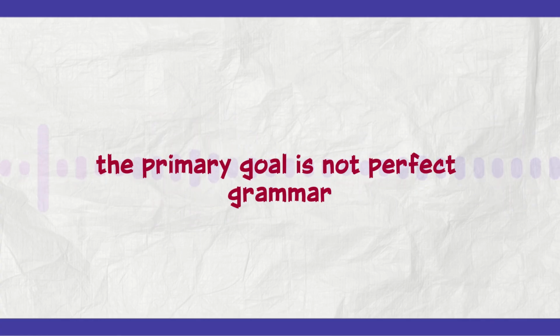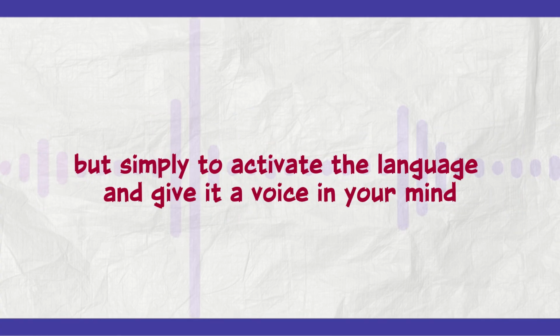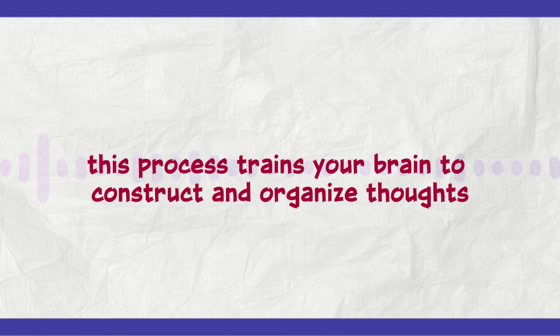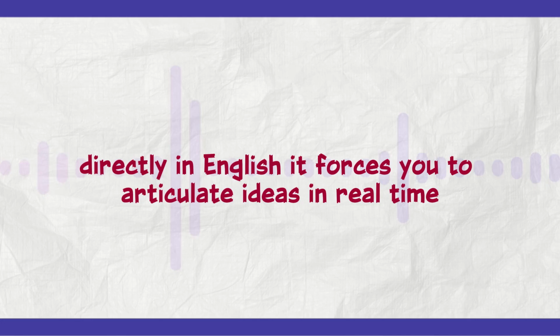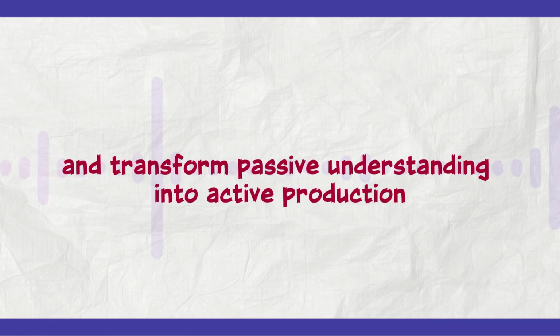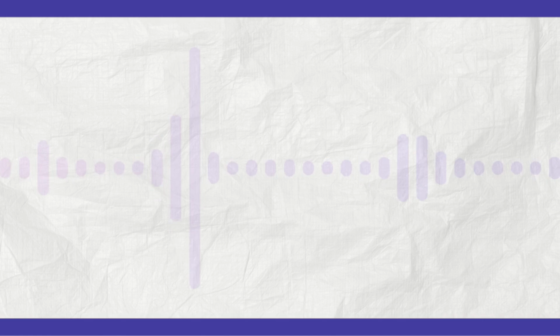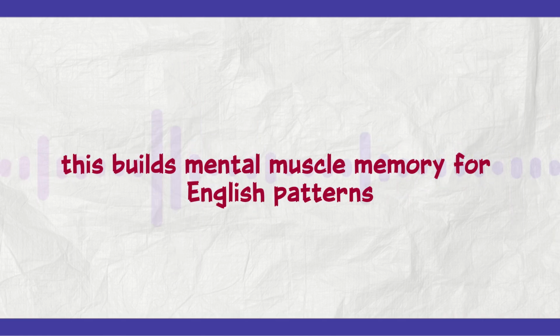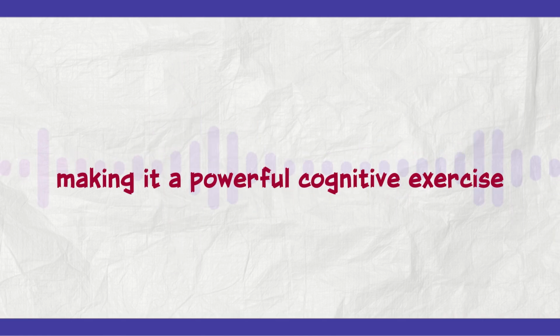The primary goal is not perfect grammar, but simply to activate the language and give it a voice in your mind. This process trains your brain to construct and organize thoughts directly in English. It forces you to articulate ideas in real time, actively structure sentences, and transform passive understanding into active production. This builds mental muscle memory for English patterns, making it a powerful cognitive exercise.